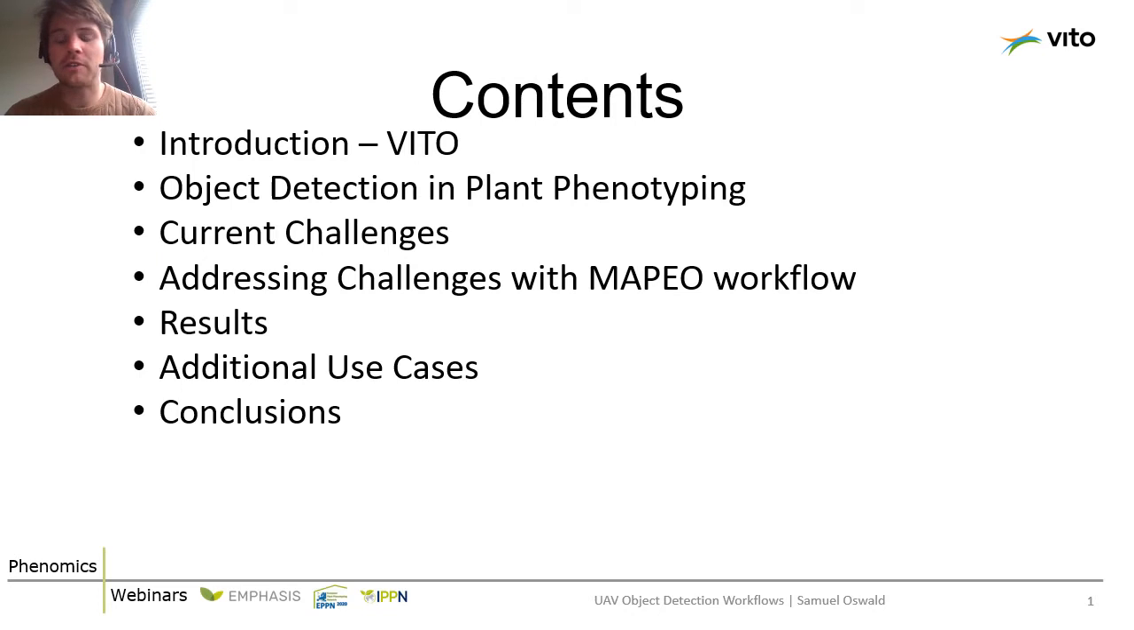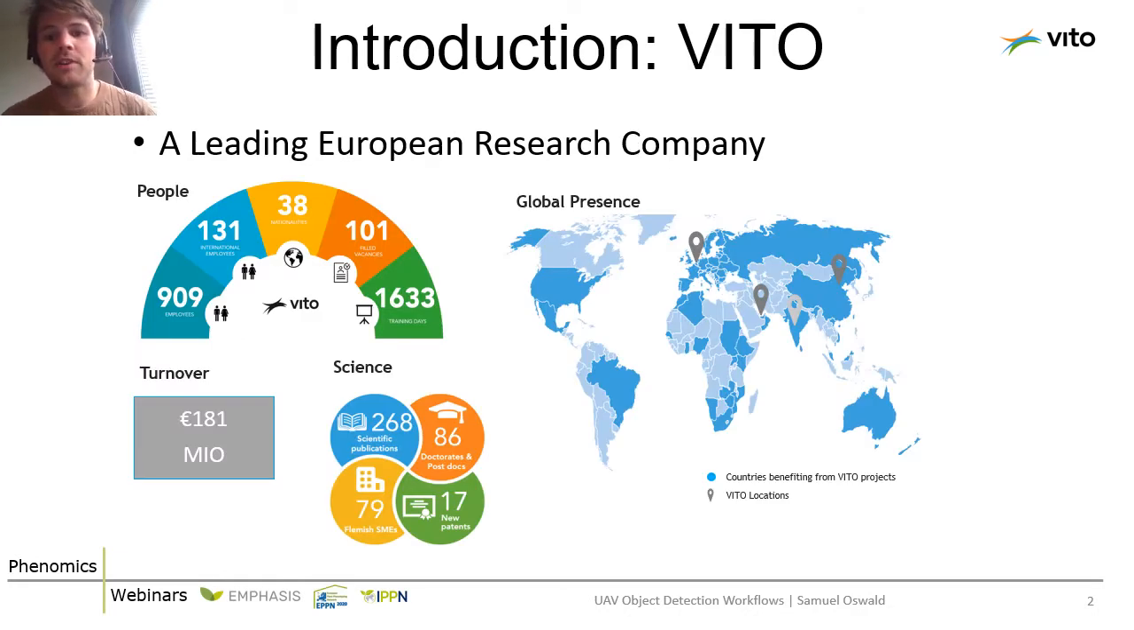Today I'll start with an introduction to us at VITO and kind of what we do, talk about object detection and its applicability within the plant phenotyping domain, what the current challenges are in implementing object detection and how we try to address them with the MAPEO workflow, go through some of the results we've had, and then talk a little bit about additional use cases and what the future can be for object detection in plant phenotyping. So I'll get straight into it.